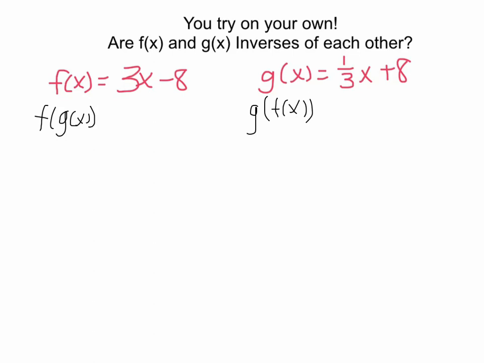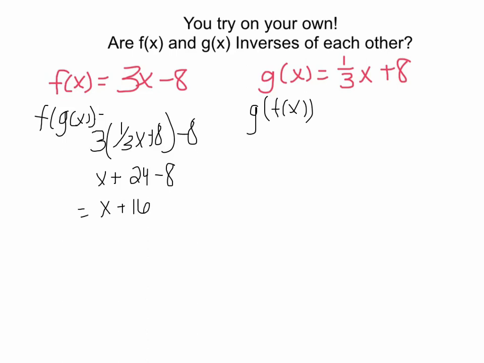Alright, so hopefully you took some time to see if you could compose these two functions together to prove if they're inverses, and you should have found that they're not inverses of each other. So let me show you how that works. So we found f of g of x first. That means we're plugging the g into the x of the f first. And so that would give me 3 times 1/3 x plus 8, minus 8. Okay, so when I distribute this, it should give me x plus 24 minus 8. And that ends up as x plus 16.